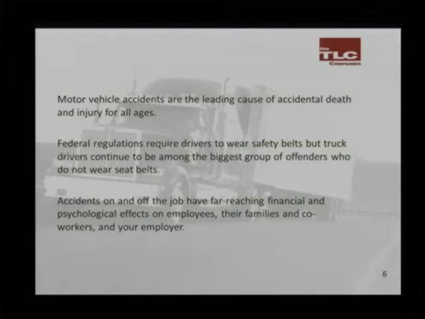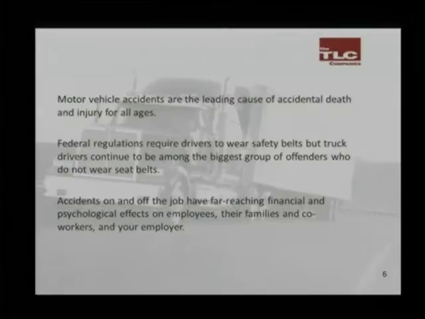I want to take a moment to tell you about a TLC client who had a driver involved in a single vehicle accident when his tractor and trailer lost control on icy roads and jackknifed. The driver was not wearing a seatbelt, he was ejected, and eventually killed. It only takes a second to click it, and the life you literally could save could be your own. Accidents such as this can have far-reaching financial and psychological effects on other employees, families, co-workers, and your employer.